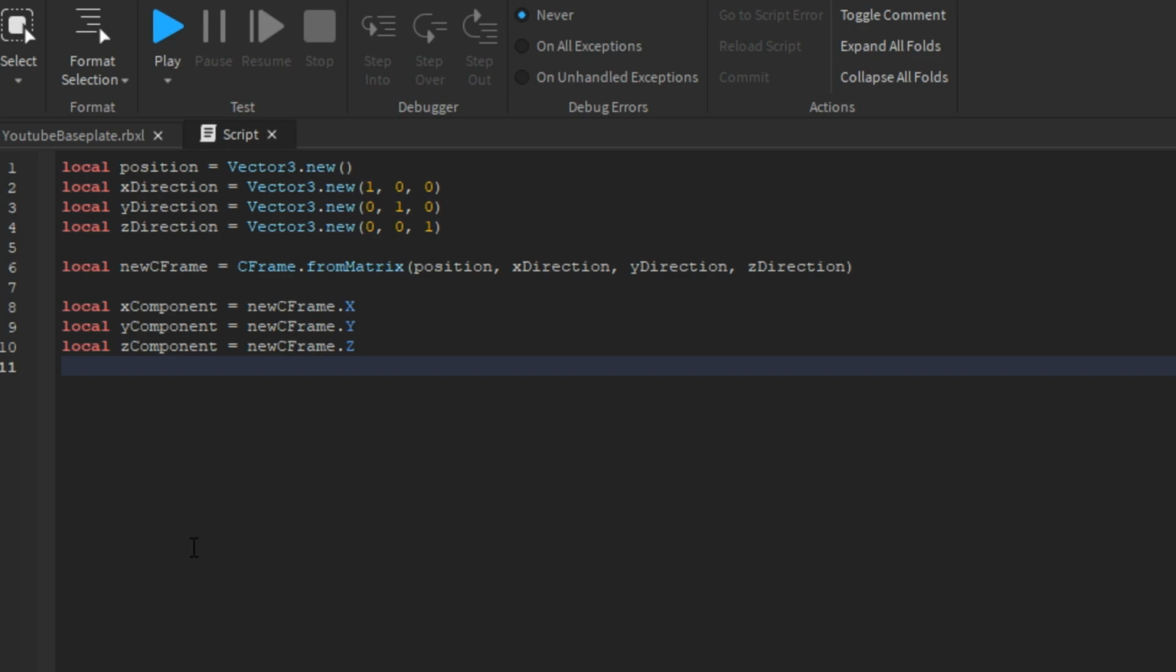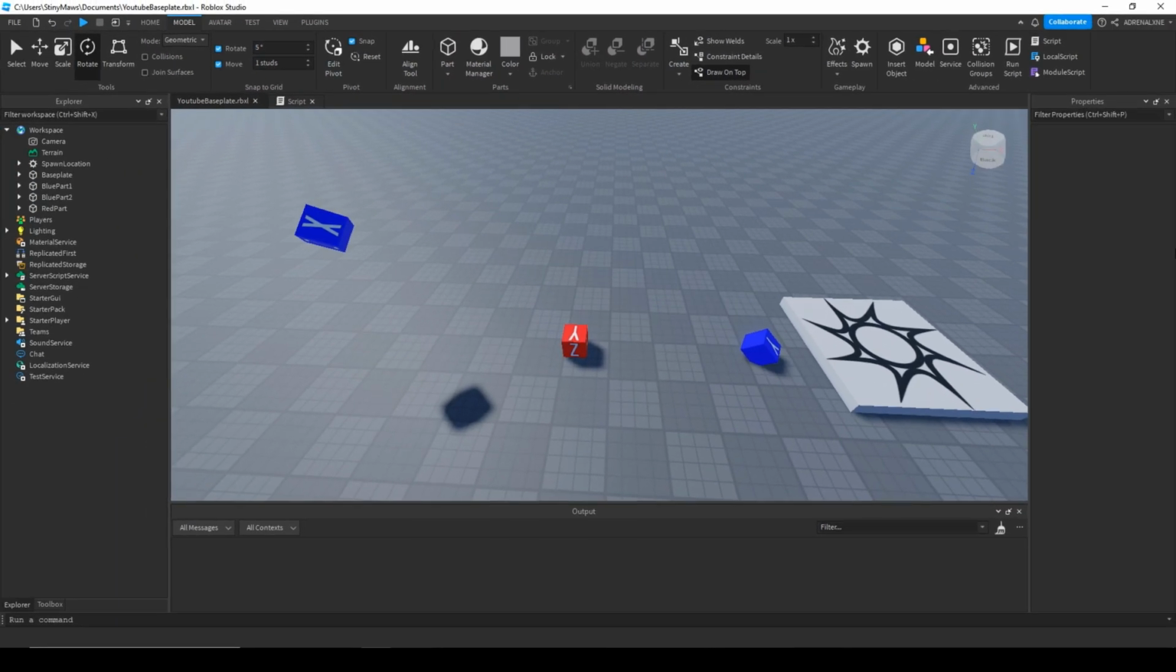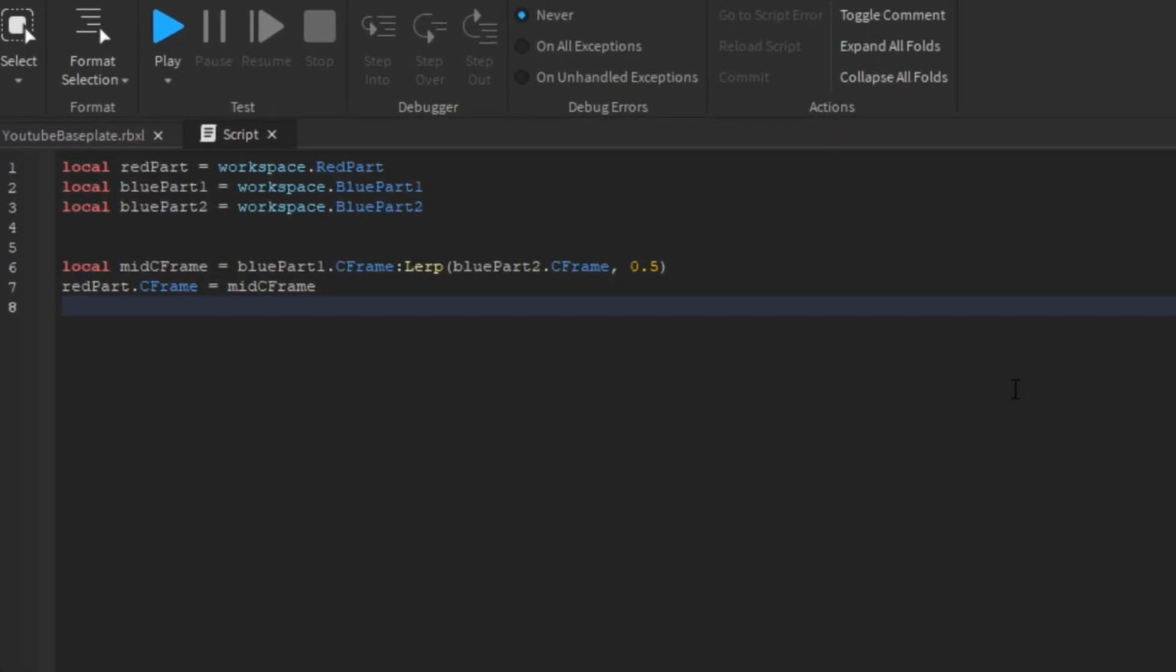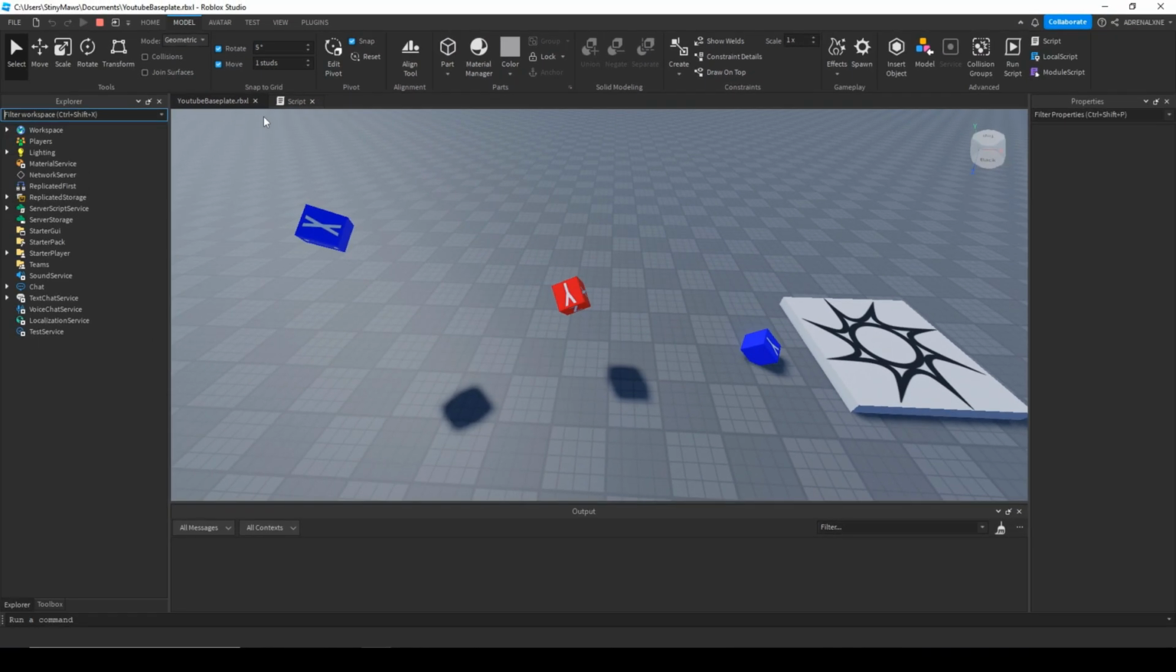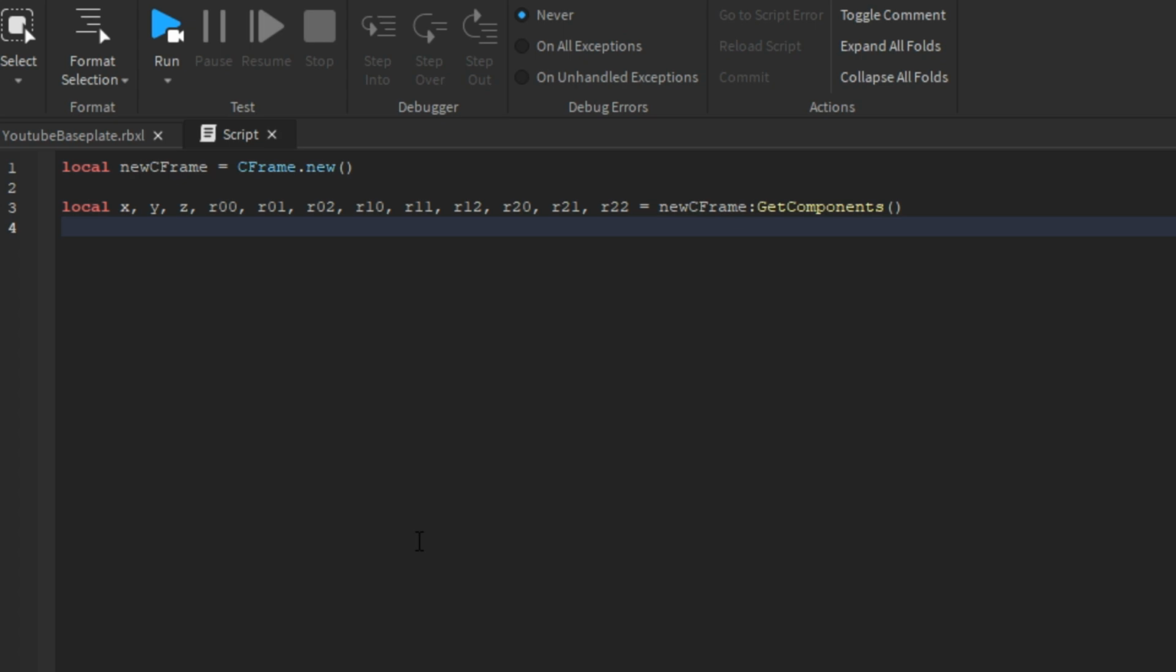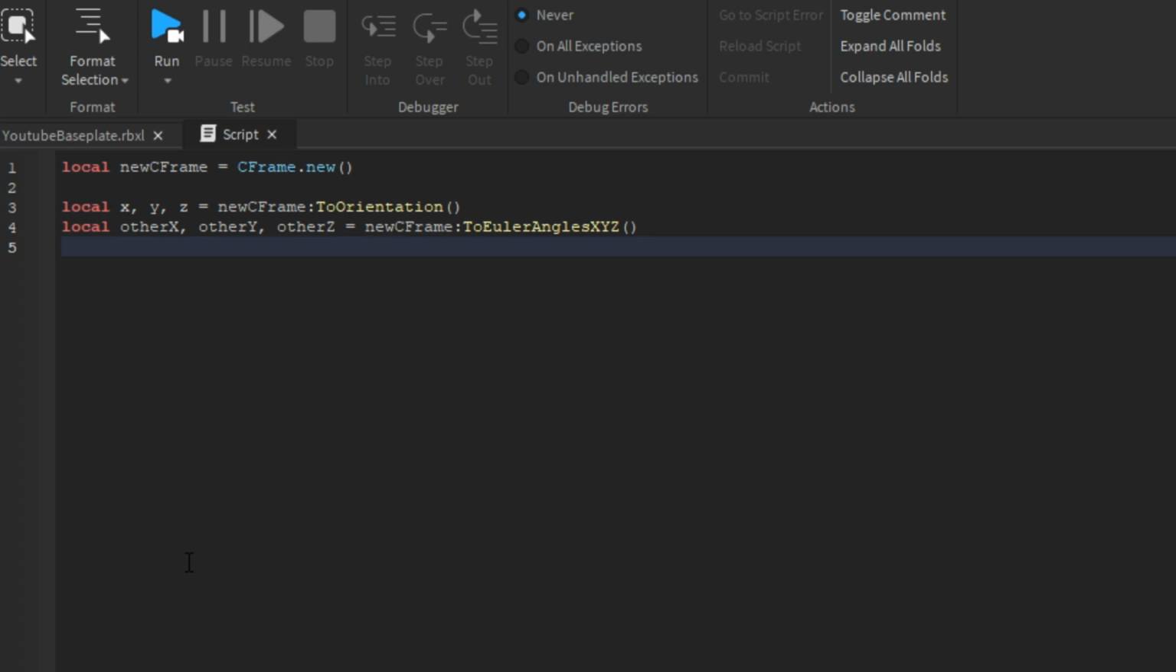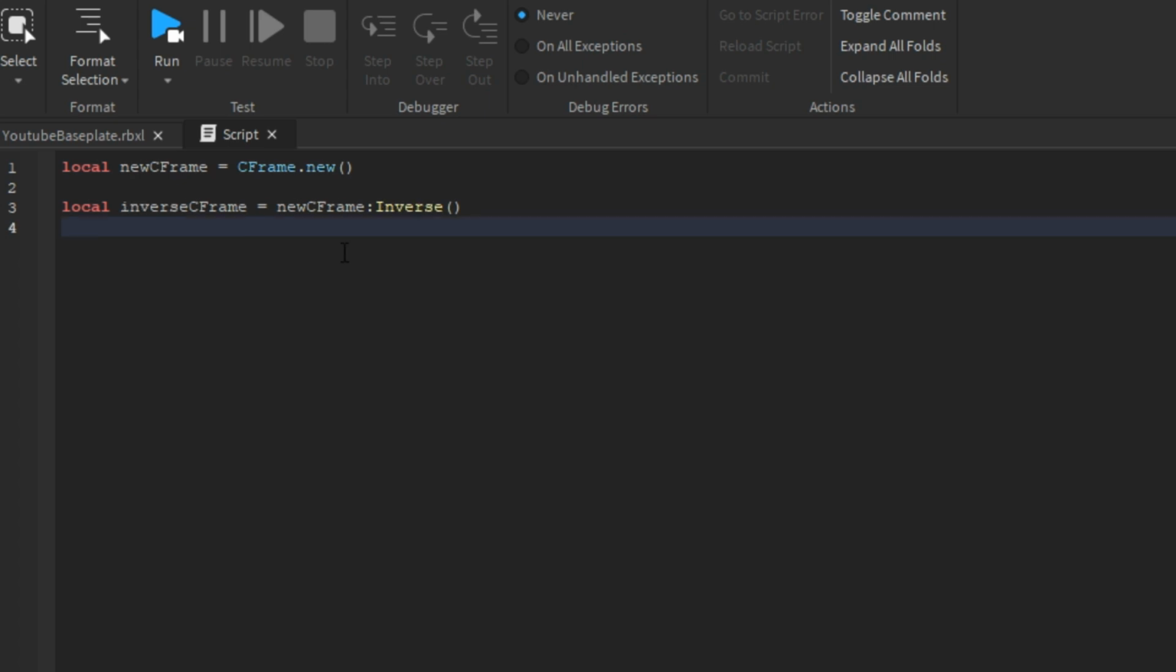Now onto the methods. You can lerp between CFrames just like you can with Vector3s. If we lerp between these 2 blue parts that are positioned and rotated differently, we can see that if we lerp halfway, the position will be the midpoint between those 2 parts, and its rotation will be halfway between the rotations of each blue part. Now the GetComponents function returns 12 values, the x, y, and z coordinates, and a 3x3 rotation matrix. Next, ToEulerAngles and ToOrientation return 3 values of the x, y, and z axis rotations in radians. And the Inverse function returns the inverse CFrame of the CFrame you called it on, which has a good set of applications.